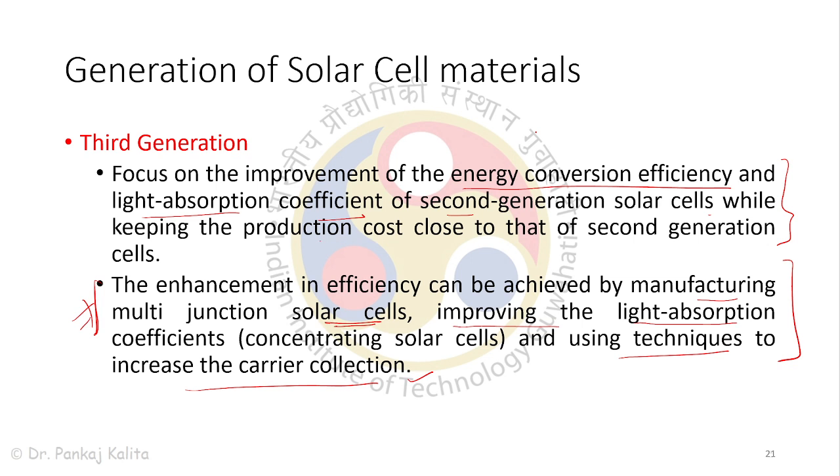Then the third generation came with the advantages of both the first and second generation. So what we have is a low cost technology with higher efficiencies. The focus was on improving the energy conversion efficiency and light absorption coefficient. We are talking about the multi-junction solar cell as a typical example of third generation, and several incoming latest technologies.